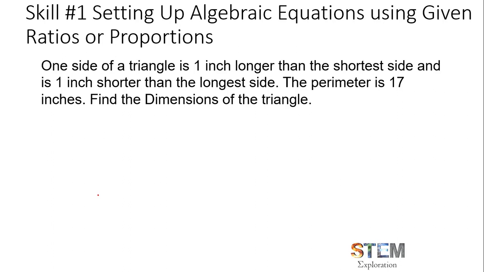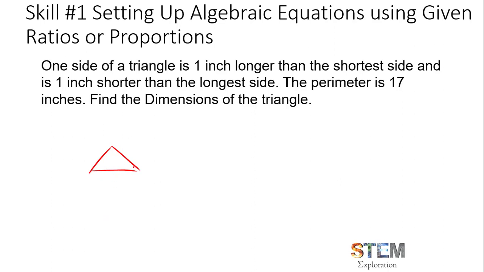So skill 1, let's set up an algebraic equation using a given ratio or proportion. In this given situation, they say one side of a triangle is 1 inch longer than the shortest side and 1 inch shorter than the longest side. The perimeter is 17 inches. Find the dimensions of the triangle. Okay, so they're giving us a triangle here, and you really have to pay attention to the wording here. This is a challenging problem, and I'm going to walk you through it step by step.